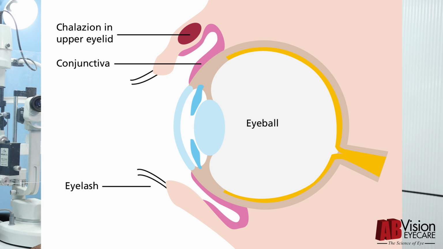Now, a Stye is really a bacterial infection, and a chalazion is caused by a blocked oil gland. Both conditions may cause redness and swelling, though Styes usually hurt more. Now, what are the symptoms of Styes and Chalazion?